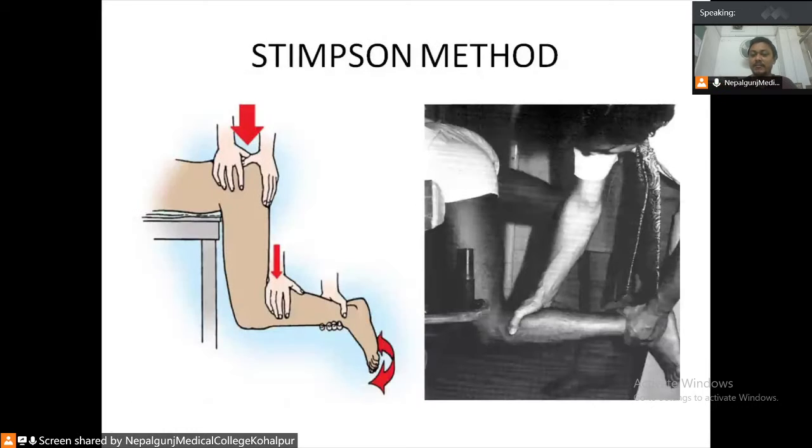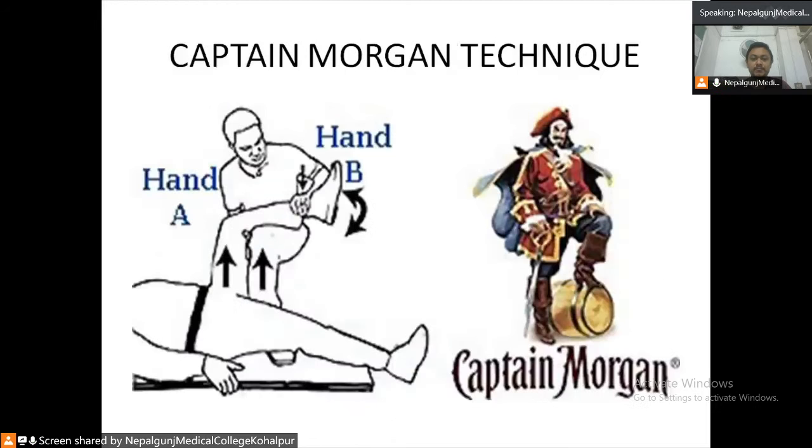The other one is the Stimson gravity method. So he gives a counter traction, and the surgeon applies the traction over here, and it is manipulated. This way, with the aid of gravity, we can reduce the dislocated femoral head. So this is the Stimson gravity method.